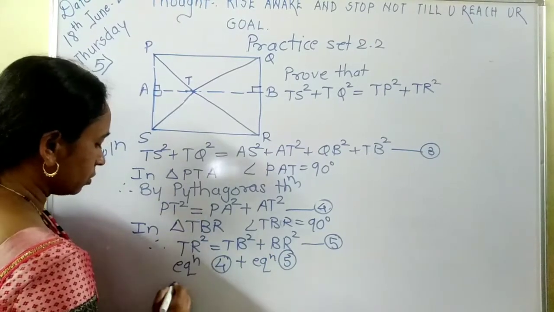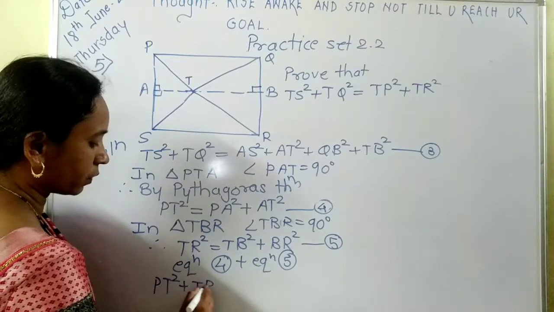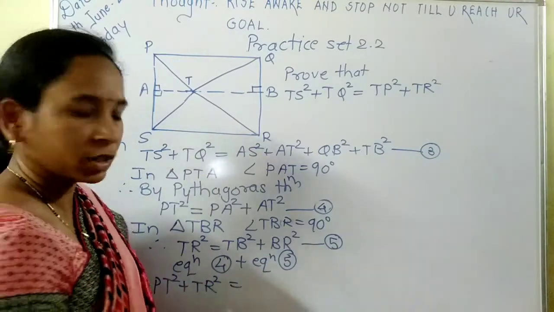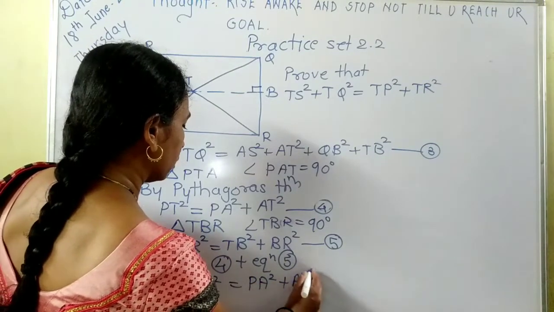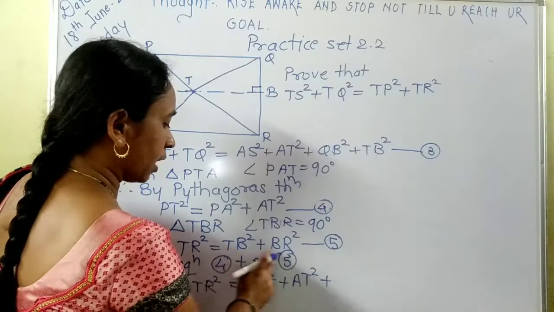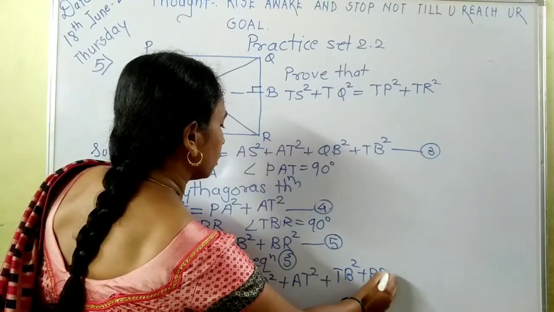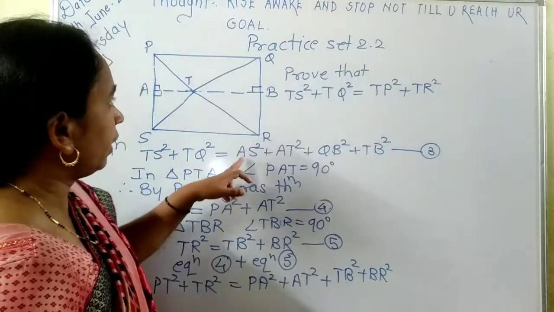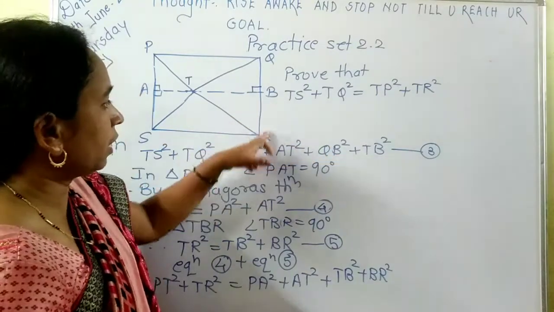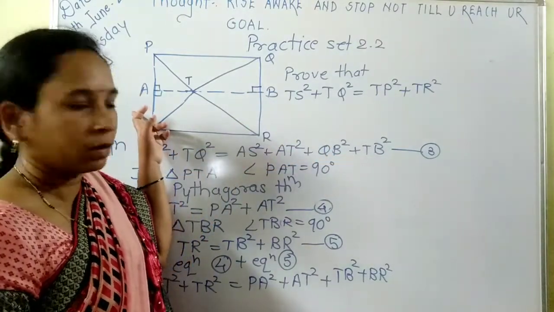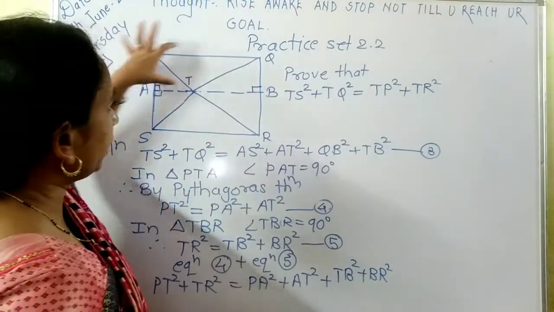If we add the fourth and fifth equations, we will get PT square plus TR square on LHS. On RHS, I will get PA square plus AT square plus TB square plus BR square. Observe it, compare with this AS square. That means this AS square is nothing but BR square. Why? Because they are opposite sides of a rectangle. In the same way, this PA is nothing but QB.